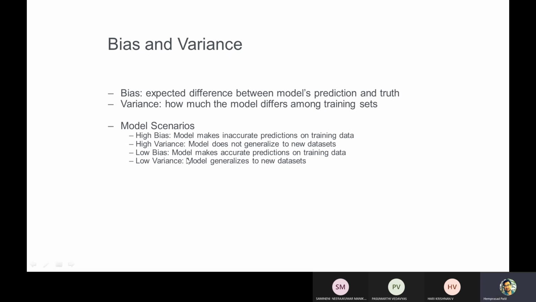Then low bias means the model makes accurate predictions on training data. So the model has low bias means it is performing well on training data. Then high variance means the model does not generalize to new data sets. So if the model has high variance and there is some testing data for those samples, the model is not performing well. Then low variance, in this case, the model generalizes to new data sets. So for test rows or for new samples, the model really performs well. So this is low variance.